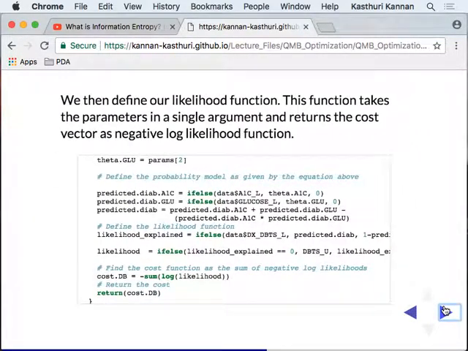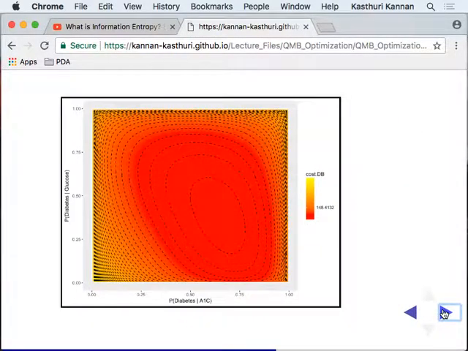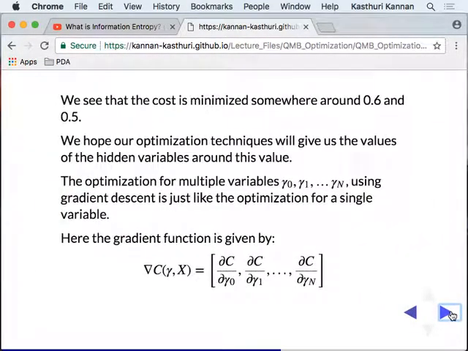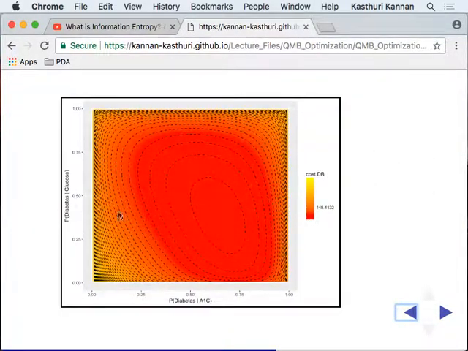Once you have that, we can look at the cost function, to see how it varies, right? For these probabilities, you can compute the cost function immediately. This is the cost of diabetes, this is the probability of diabetes given A1C, the hemoglobin, and this is the probability given glucose levels. The more red it is, the lower the cost is. Now we see that the cost is minimized around 0.6 and 0.5, right?